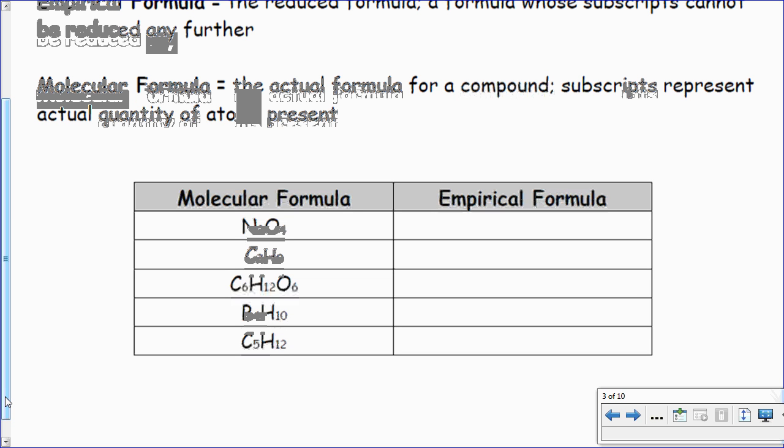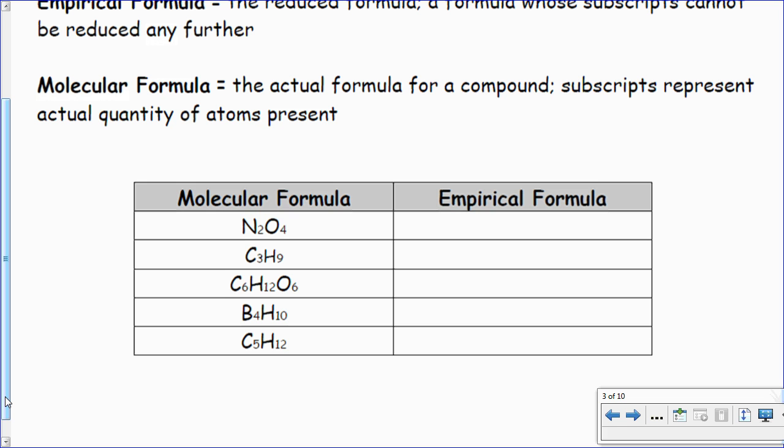So the molecular formula here on the left is the actual number of atoms present in the compound. The empirical formula is when you reduce that. So if you see here, the ratio of nitrogen to oxygen is 2 to 4. So this is really a 2 to 4 ratio, which we can reduce down to a 1 to 2 ratio. So the empirical formula would be N1O2 or NO2. It's just that simple.